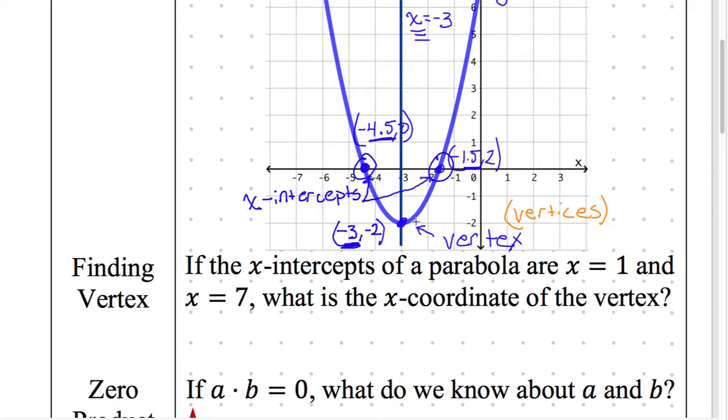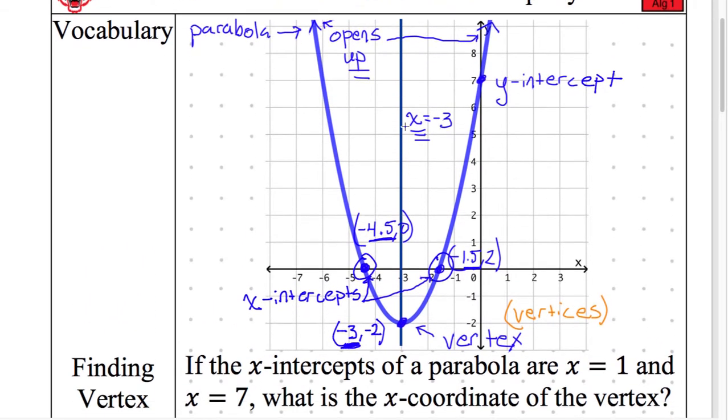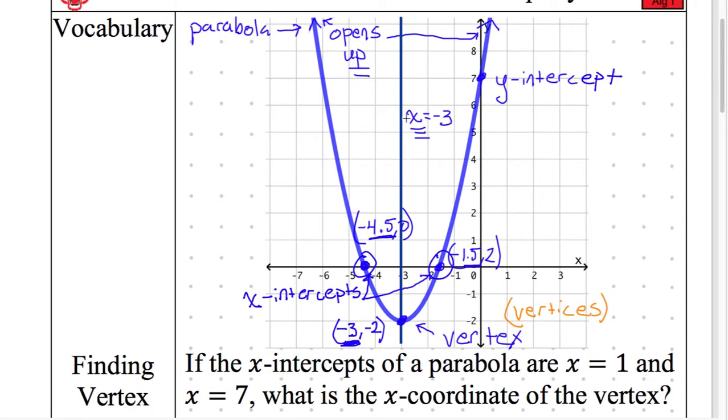Hopefully you were thinking of a point that was halfway in between these two. I forgot to even label this. Can we label this as well? This is called the axis of symmetry right here. This is called the axis of symmetry.